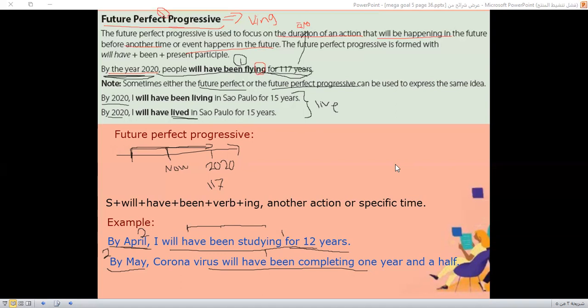Is everything clear? Please say yes or no. Turn on your mic. Yes, it's clear. Thank you, both of you. Okay, can I erase this? Thank you. Okay, I'm going to erase it.